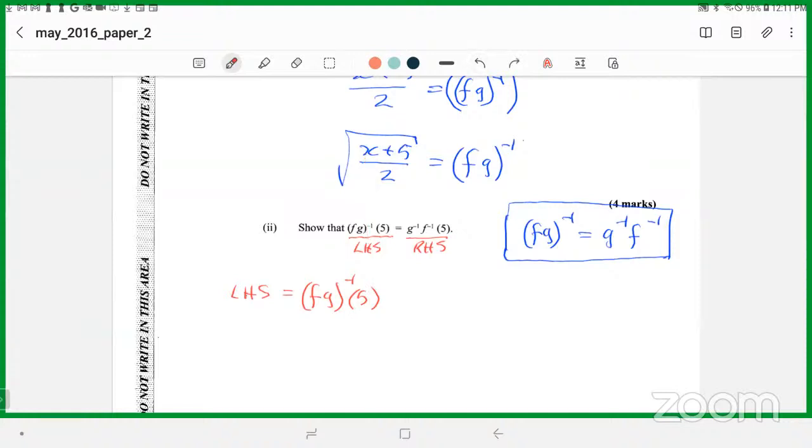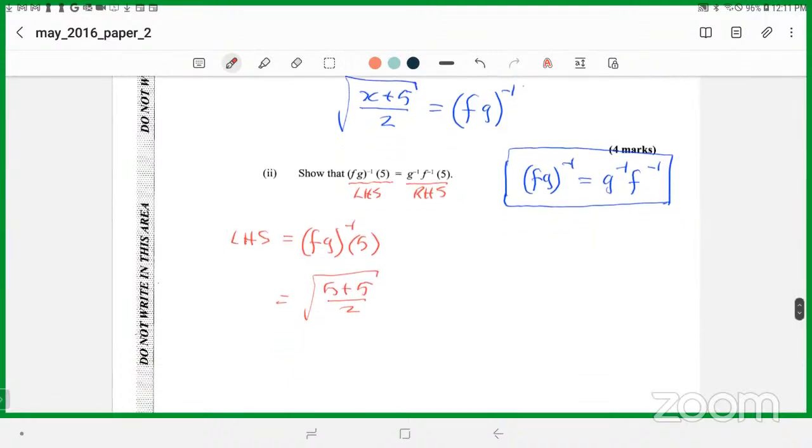So it's going to become equal to the square root of (5 plus 5 over 2). 5 and 5 is 10, 10 over 2 is 5. So this really becomes the square root of 5. I'm going to leave that first. Then I'm going to work out the right-hand side now, right beside it.